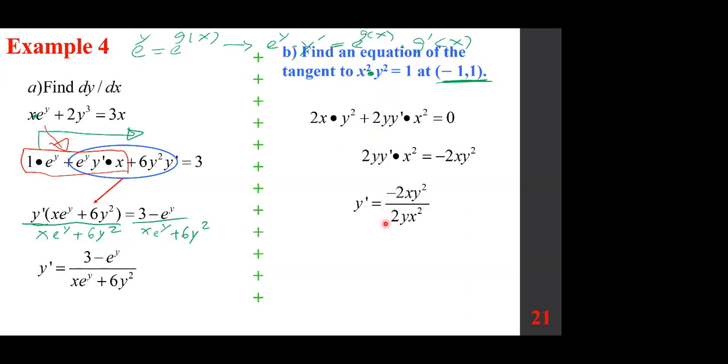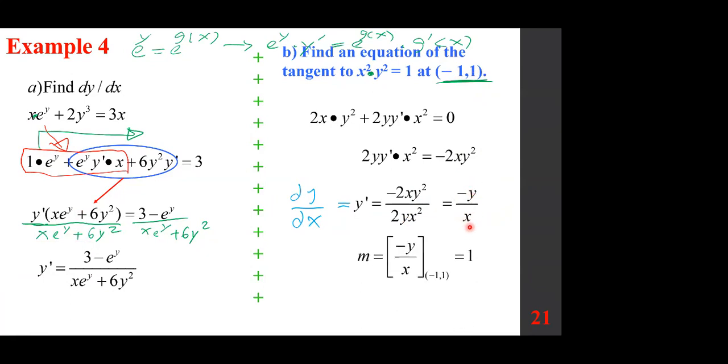So 2 cancels out 2, the negative sign remains. X goes away, this becomes x, y squared becomes y, and this y goes away, and it simplifies to negative y over x. This is not the slope, this is dy dx or y prime. Let me in fact write that because I want to again remind everybody: y prime, dy dx, same thing. Now plug in and it becomes the slope. If you replace the y with 1, you get negative 1 in the numerator. If you replace the x with negative 1, you get negative 1 over negative 1, which is positive 1.